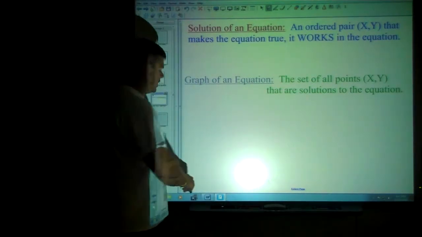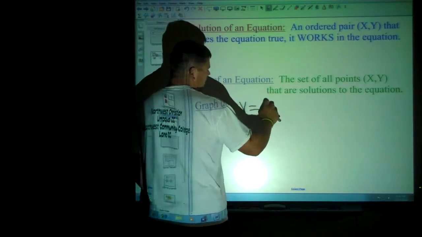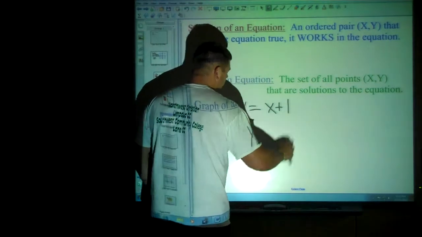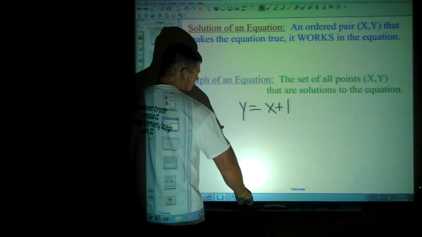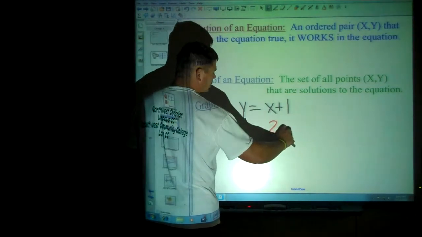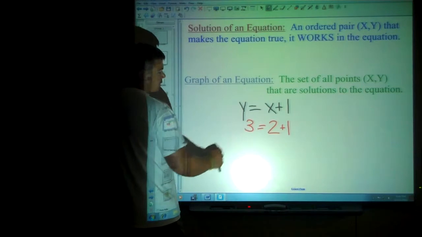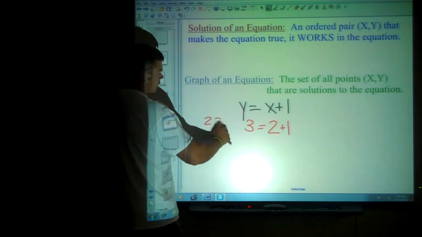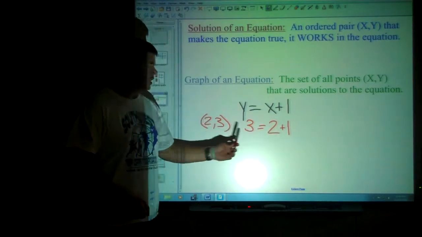So let me give you a really easy equation. Super simple. Say we had y equals x plus 1. Okay? There's a whole bunch of answers that work here, because if you say, well, x could be 2, well then 2 plus 1 is 3, and that means you have an x value of 2 and a y value of 3, so 2, 3 would be considered a solution because it works in this equation.